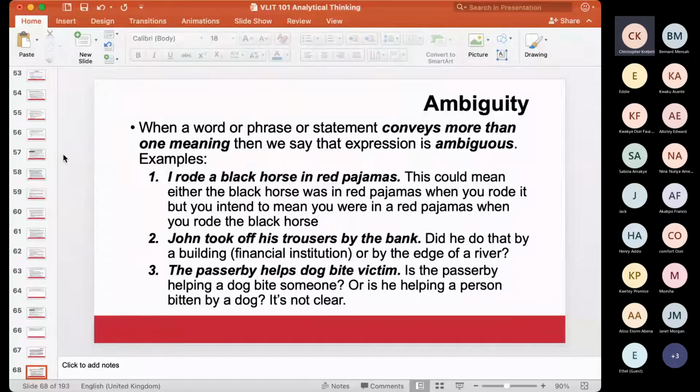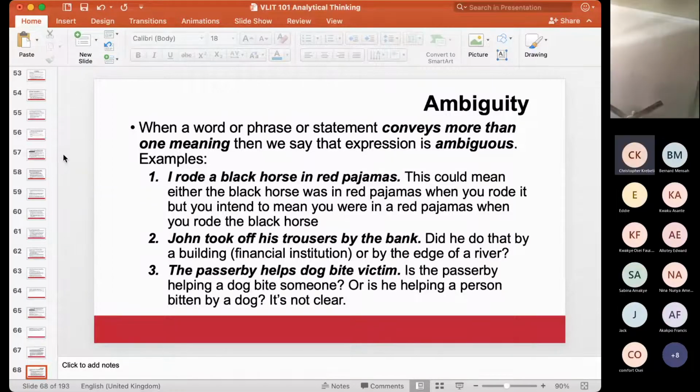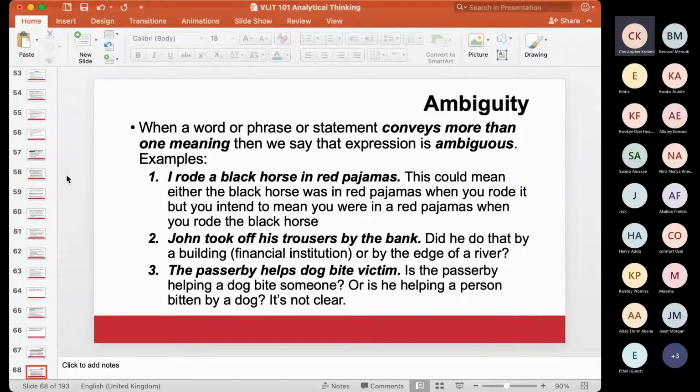We want to look at ambiguity. Ambiguity is when you use a term and it means more than one thing. For example, let's look at this sentence. I rode a black horse in red pajamas. If you look at it at face value, you may think that it is good to go, but in actual fact, it is not. It is a vague sentence.